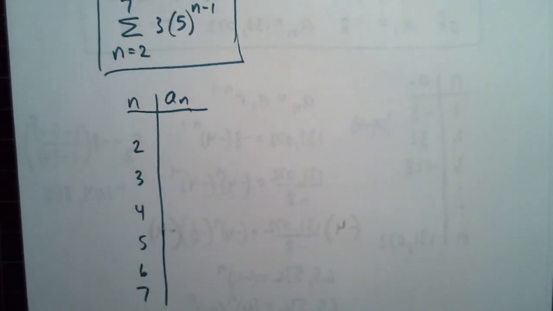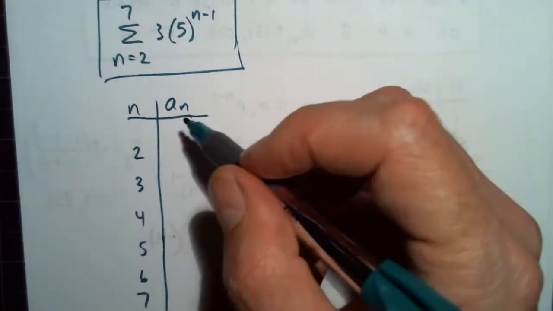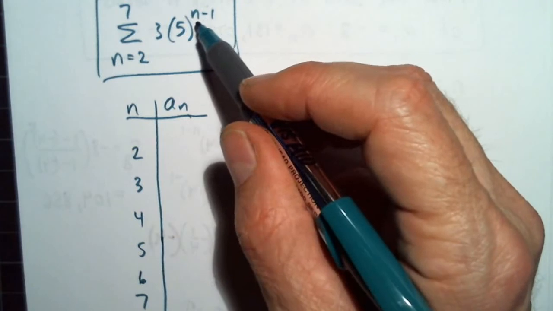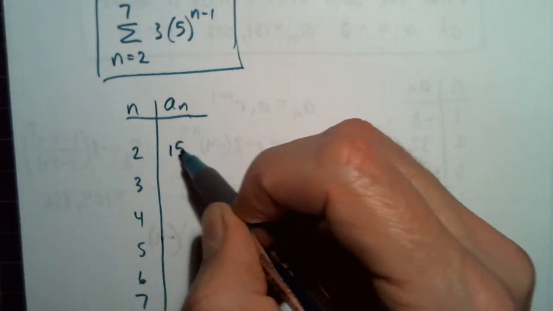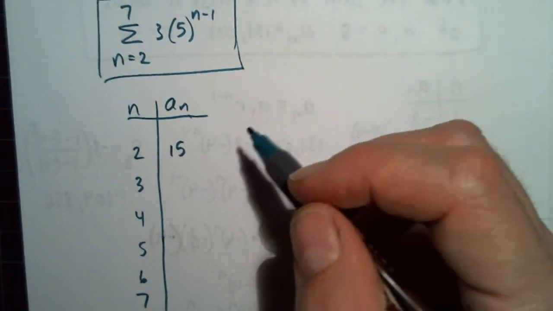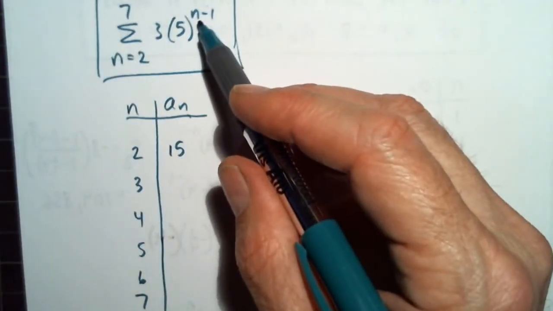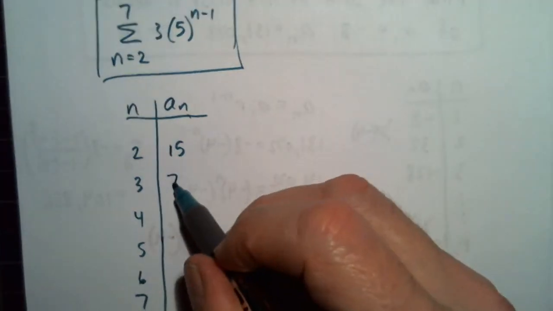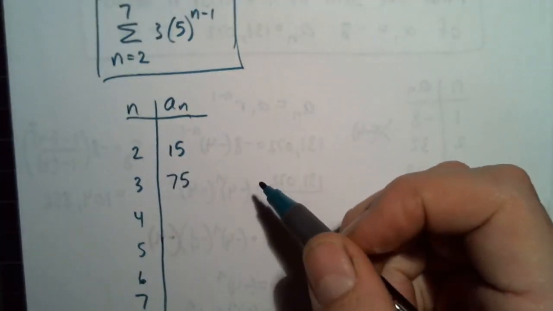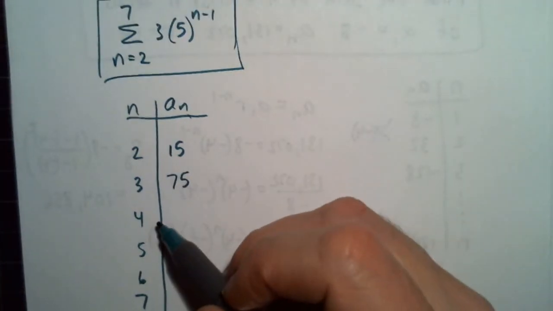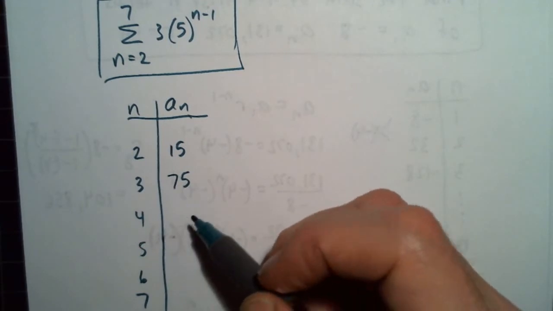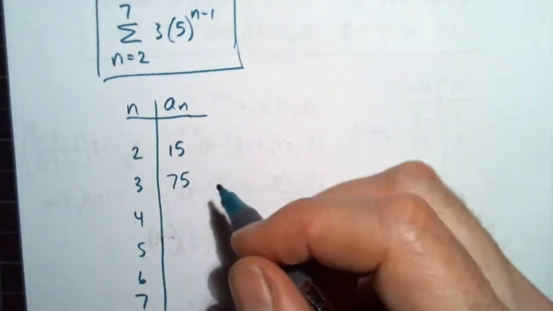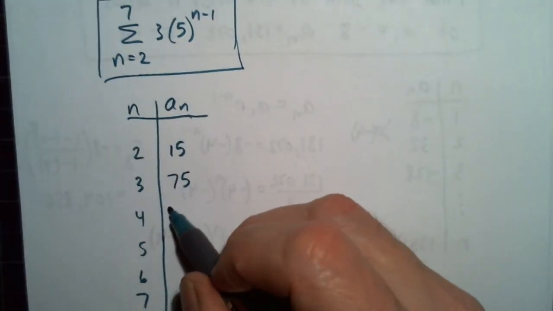All right, and we have, if we start at 2 and put a 2 there, that'll give us a 1, so it's 3 times 5. If we put a 3 there, that'll be a 2. 5 squared is 25 times 3 is 75. And put a 4 there, we get a 3. 125 times 3, 375.